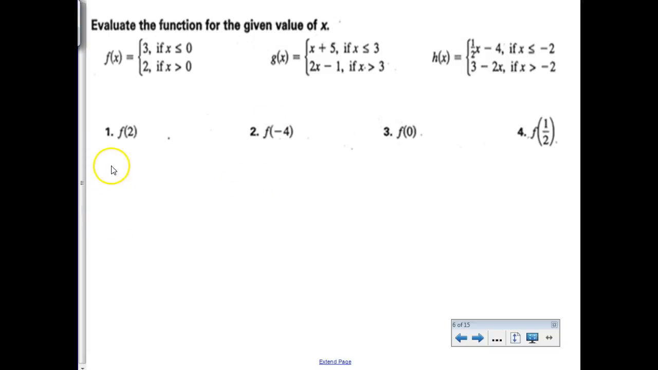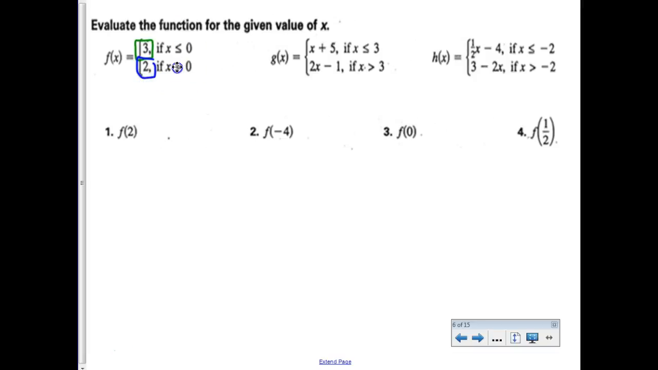So you should notice that this first row of problems wants you looking at which function? F. So make sure you're only looking at function f. Now to make things extra exciting, function f is very weird. The top function is 3. And the bottom function is 2. And the restriction on the domain splits at 0. So it says use this green function if your x is less than or equal to 0. Use this red function if your x is greater than 0.